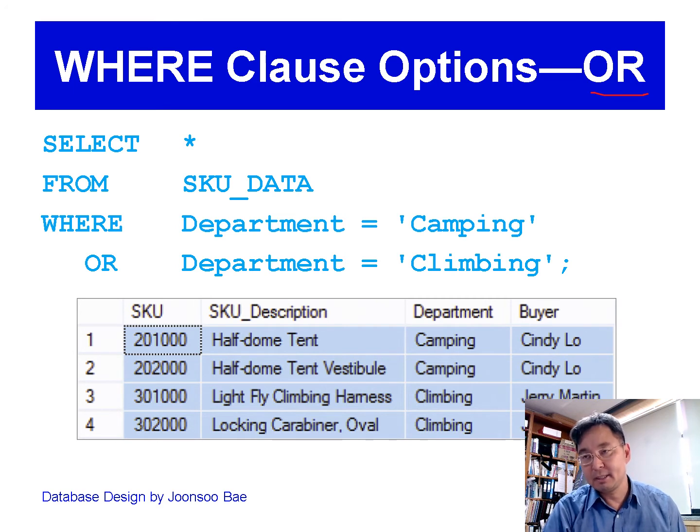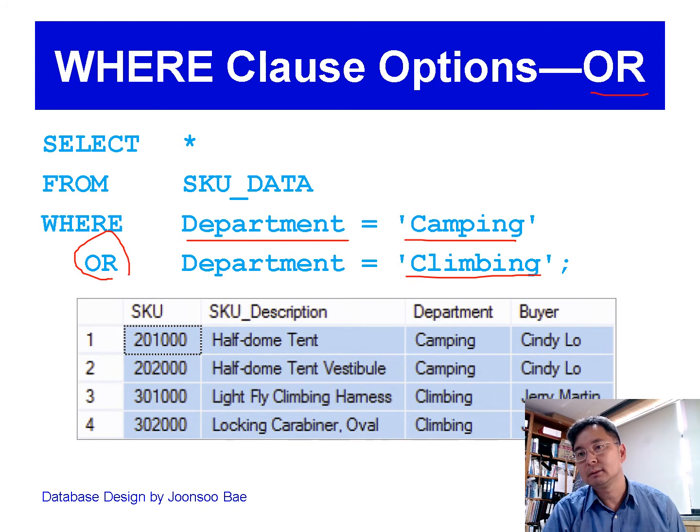The second one is also a logical operator, OR, where either one of them must be satisfied. Here, department must be camping, or department can be climbing. So here the data will be fetched to satisfy this OR logical operator. This is also one of the logical operators. Either one will be satisfied.